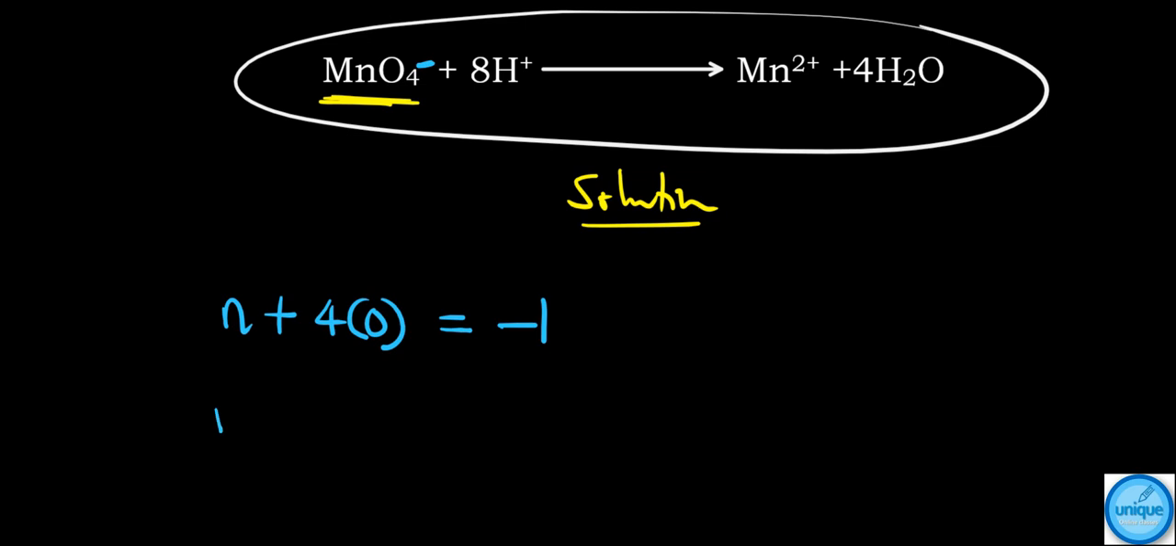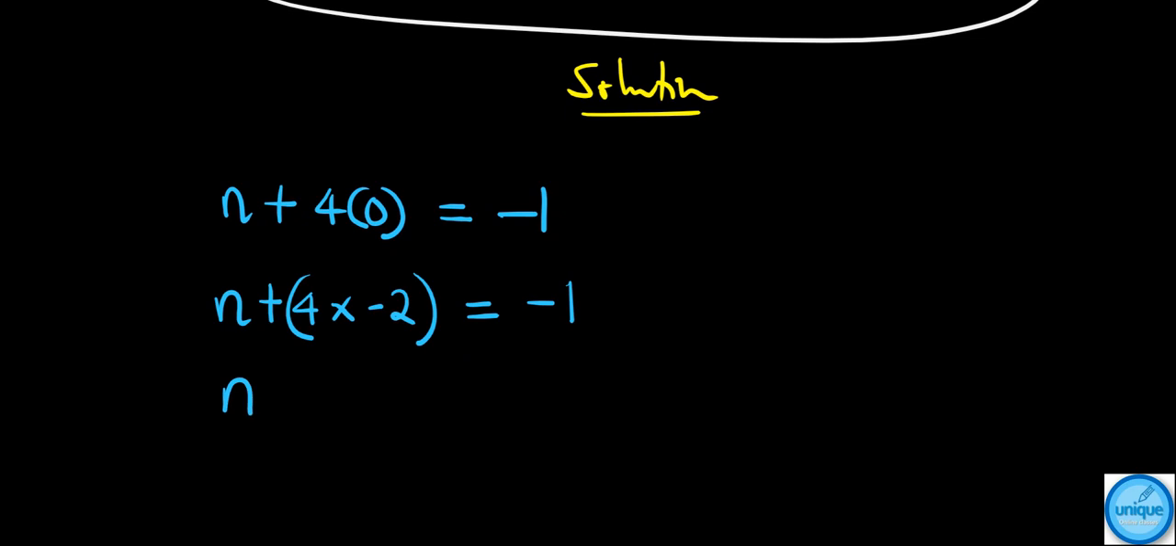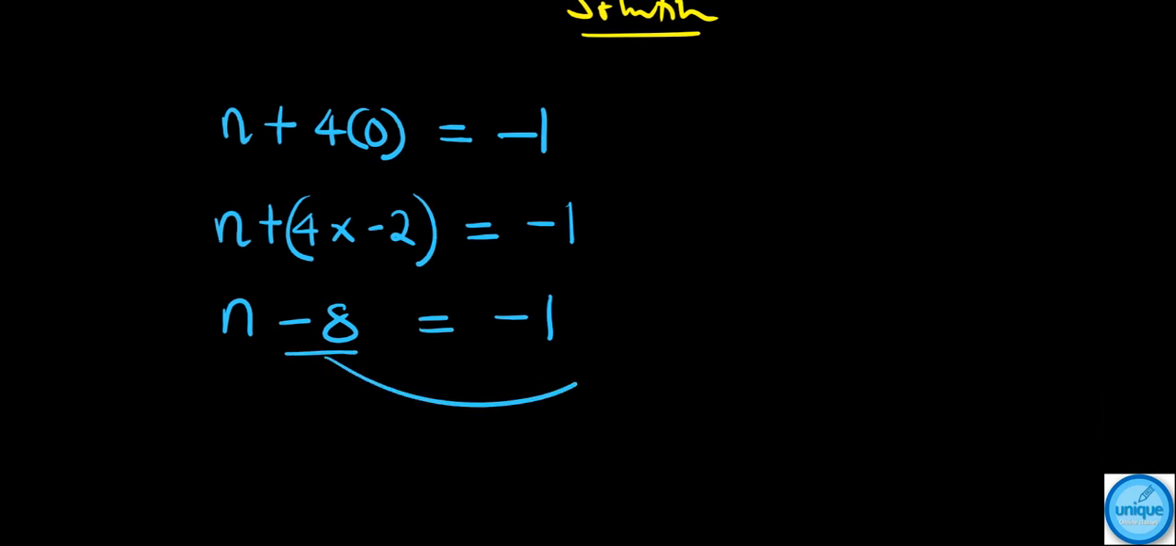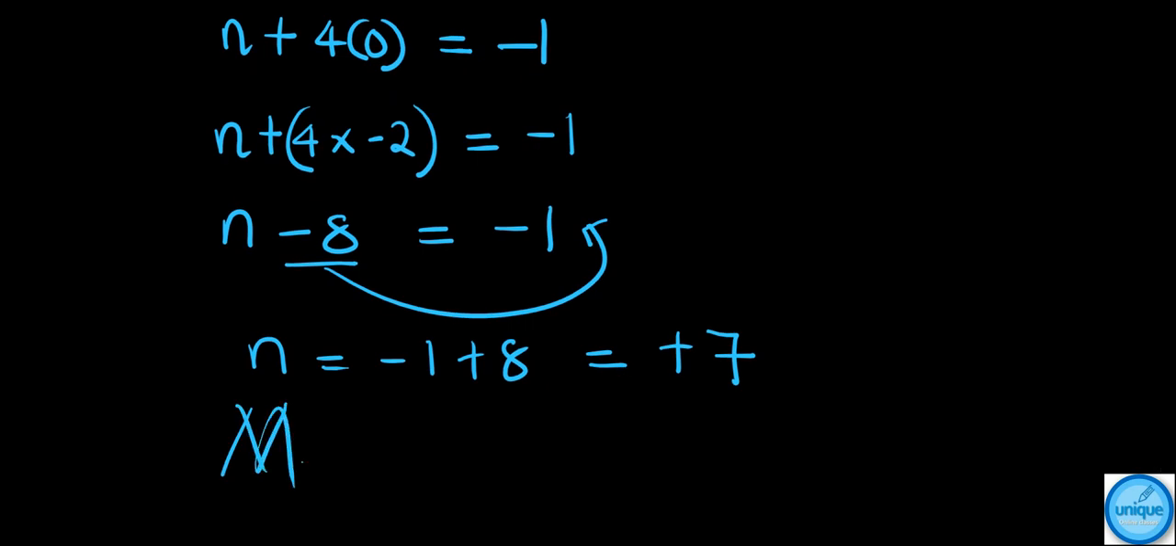So to find n we do plus 4 times the charge, the oxidation number of oxygen, which is -2, then is equal to -1 there. And this one will be n, then 4 times -2, the answer is -8, then is equal to -1. To find n, we take this guy to the right hand side, so it will be n is equal to -1 plus 8, which is equal to plus 7. So we have found the oxidation number of manganese as a positive 7.